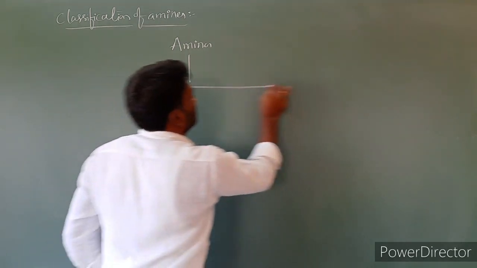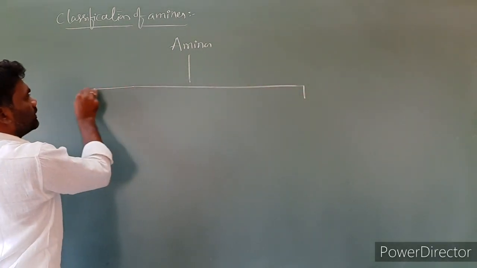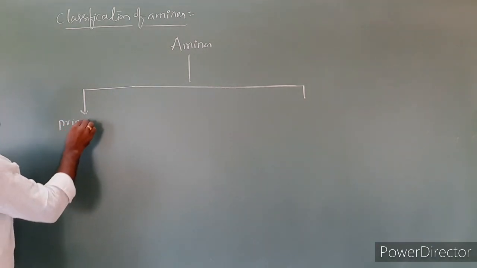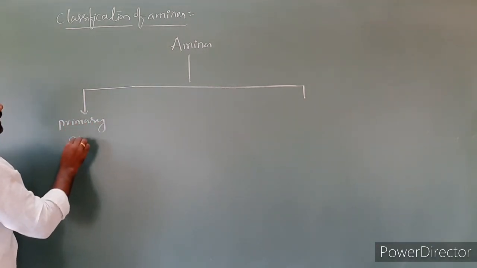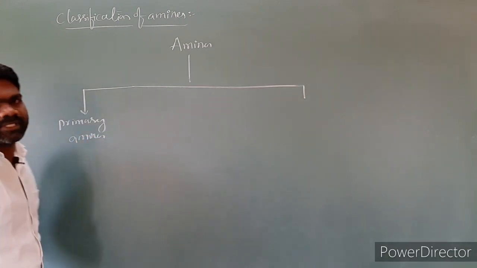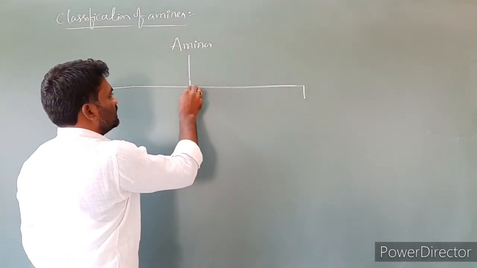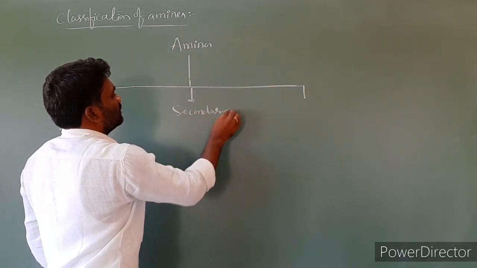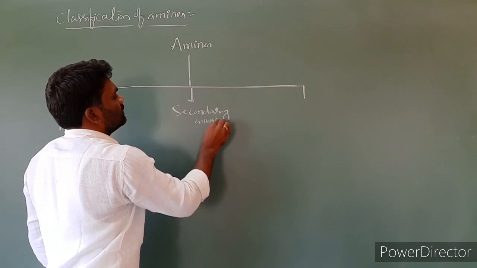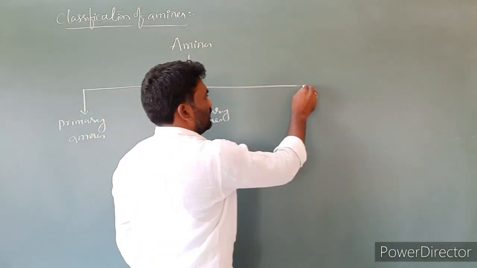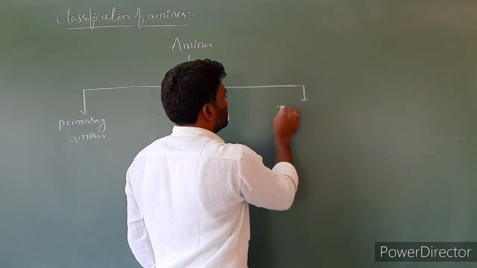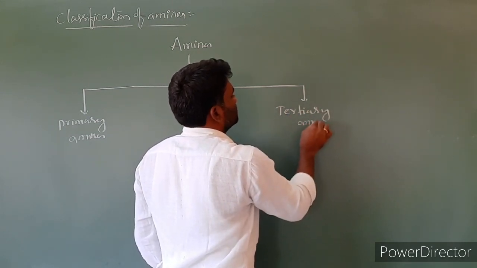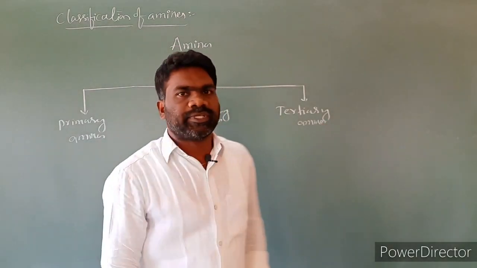Amines are classified into 3 types. The first one is primary amines. This is the first category. The second category is secondary amines. And the next category is tertiary amines. So this is the classification of amines.